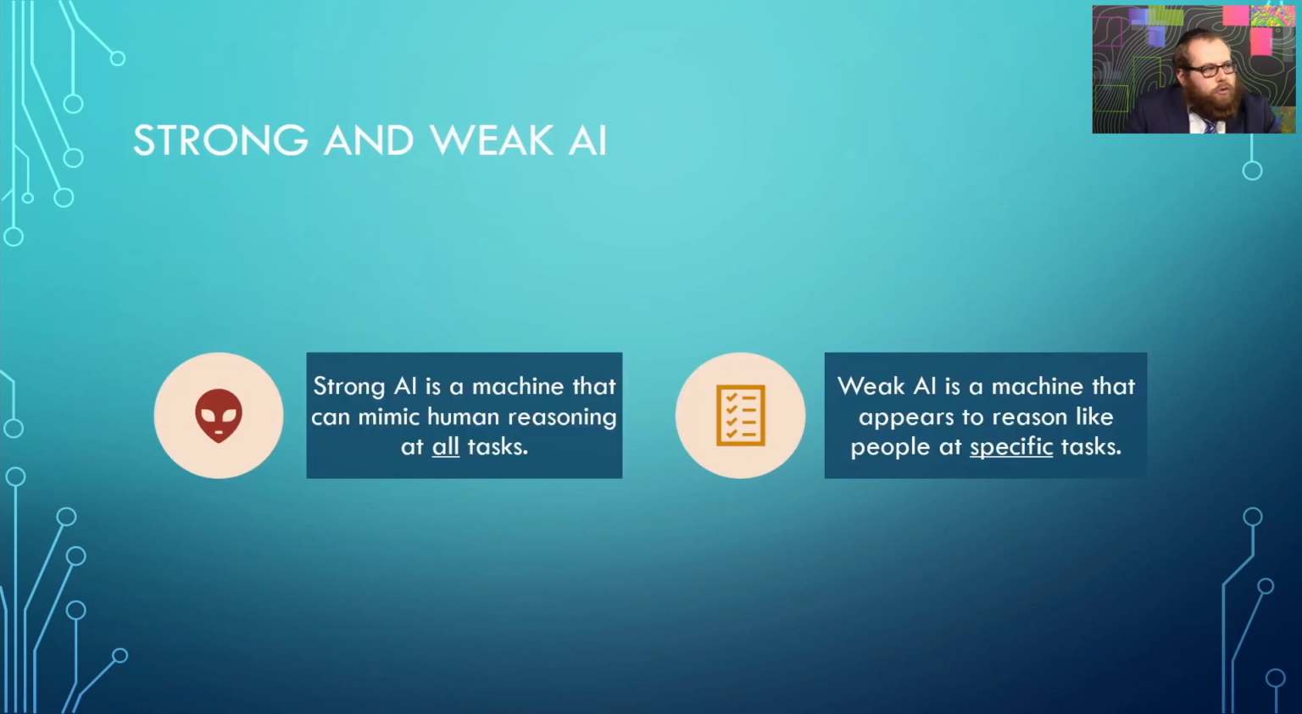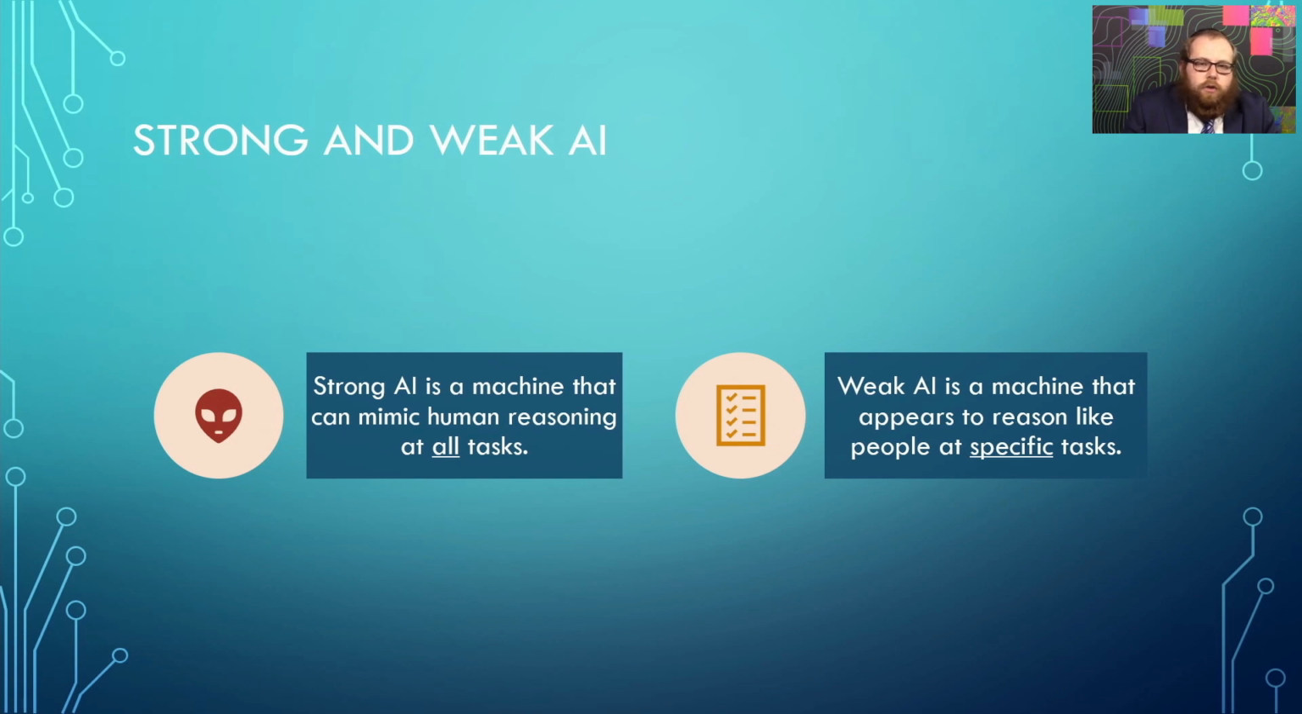There are generally two types of AI, strong AI and weak AI. They're also referred to as general and narrow AI. Strong AI is a machine that can mimic human reasoning at all tasks, and we're familiar with this from the movies. Weak AI, on the other hand, that's a machine that seems to reason like a person, but only at specific tasks. Strong AI doesn't exist in real life, it only exists in the movies.